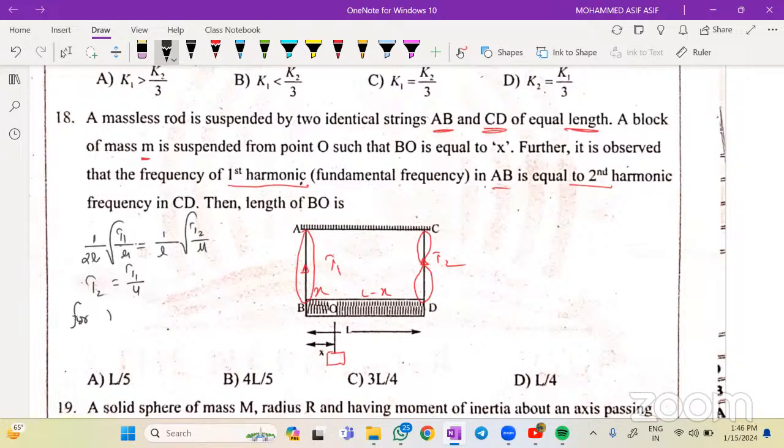For rotational equilibrium, for a body to be in rotational equilibrium, T1 into x must be equal to T2 into L minus x. So x value will be equal to L by 5. ठीक है ना? 19 पर.